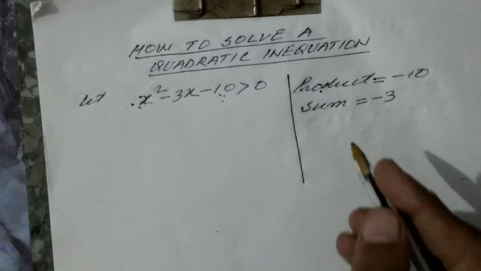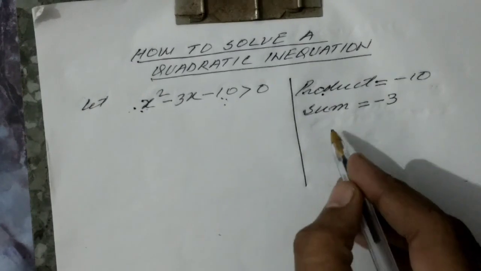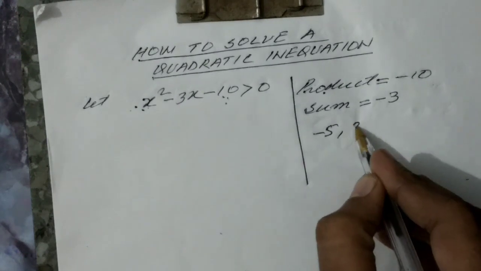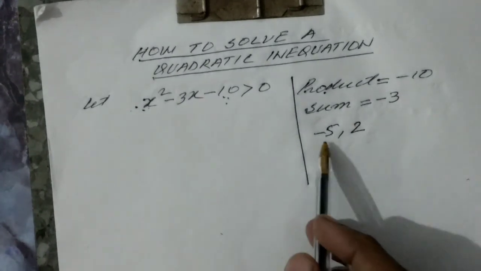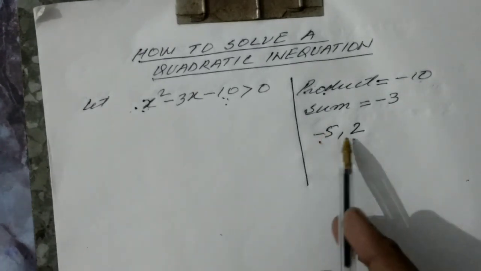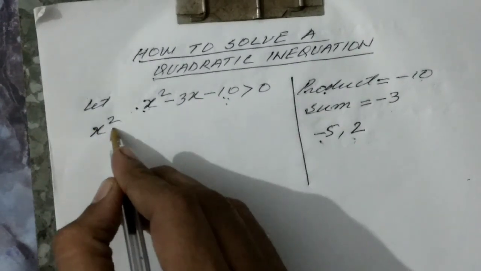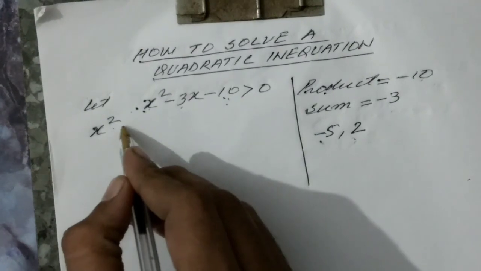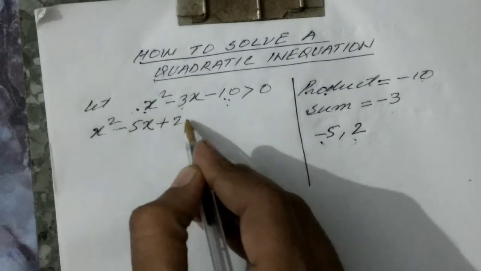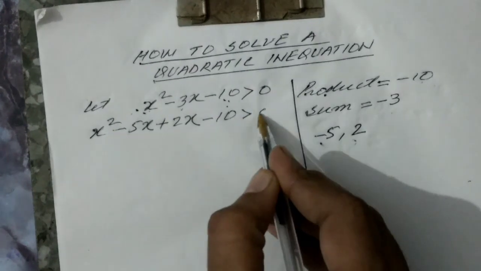Now we have to think of two numbers whose product is -10 and whose sum is -3. So the numbers are -5, 2. Simply, the product of these two numbers is -10 and the sum of these two numbers is -3. So here we go: x², and in place of -3x we write -5x + 2x - 10 > 0.